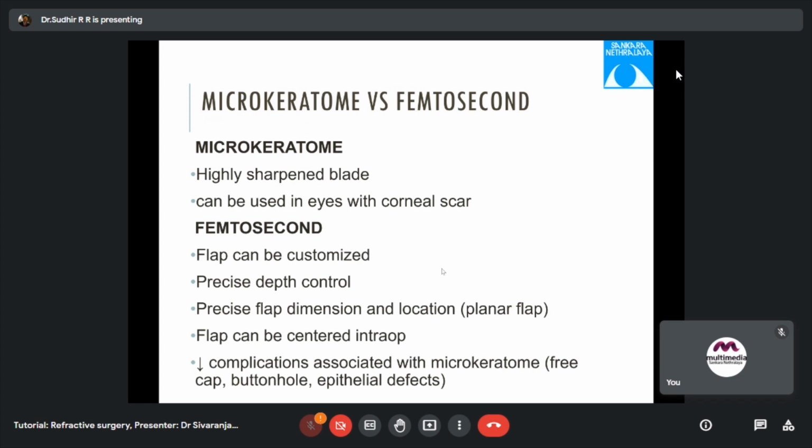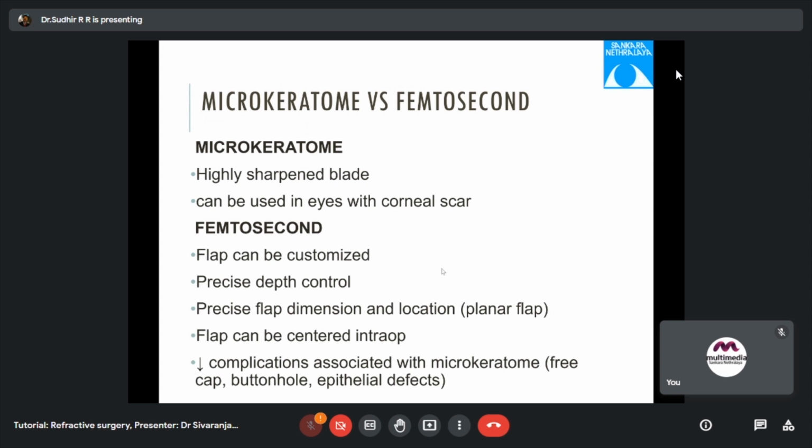So where do you get a buttonhole? Where do you get a free cap? Cornea fellows? A flat cornea gives a free cap, whereas a steep cornea will cause a buttonhole. So can anybody explain the mechanism of why we get a free cap in a flat cornea? And for a flat cornea, what is the cutoff? 34? You won't even do the procedure at that. Anything less than 40 or close to 40, the cornea is very flat.